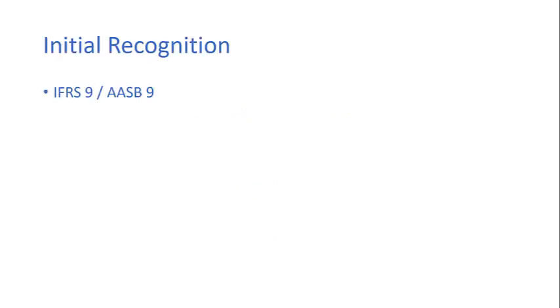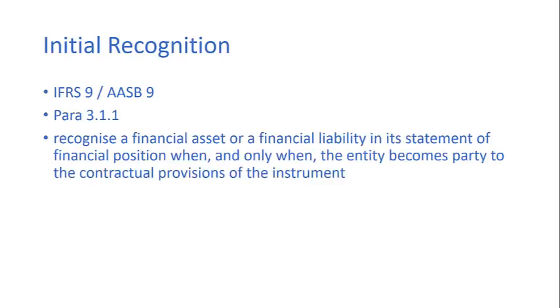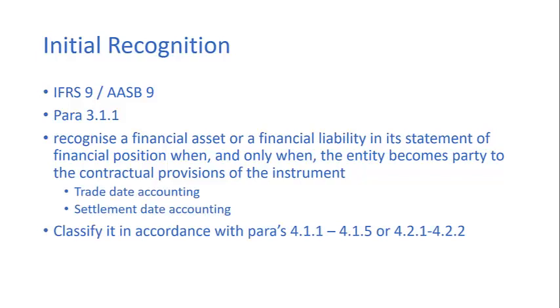In terms of derivatives, the initial recognition is once again addressed in paragraph 3.1.1, and we'd have to recognise a financial asset or financial liability which is a derivative when an entity becomes party to the contract. This might be either trade date or settlement date accounting, and it must be classified in accordance with paragraph 4.1.1 to 5 if it's an asset, and 4.2.1 to 2 if it's a liability, and it must be measured in accordance with paragraph 5.1.1.